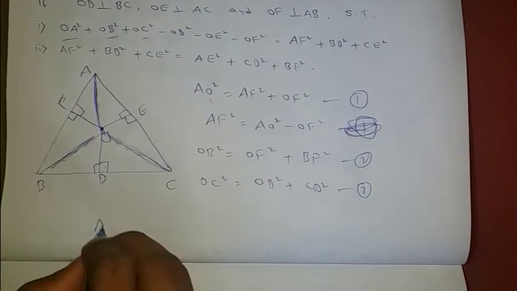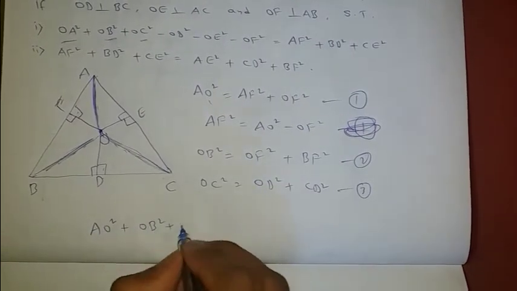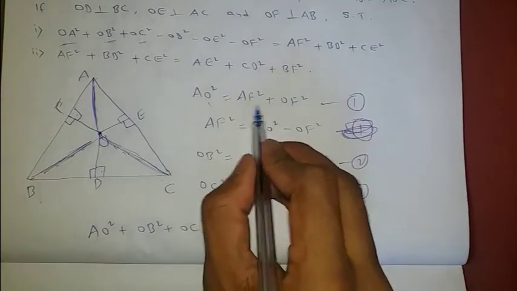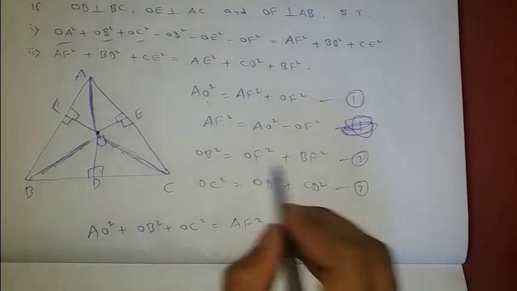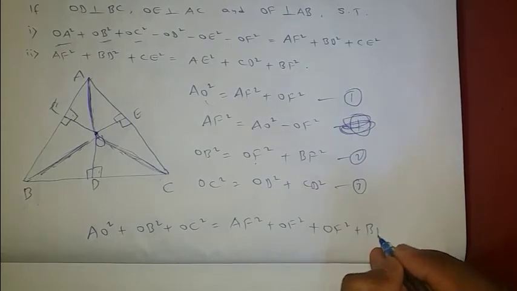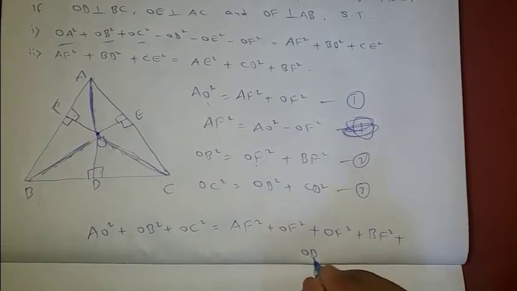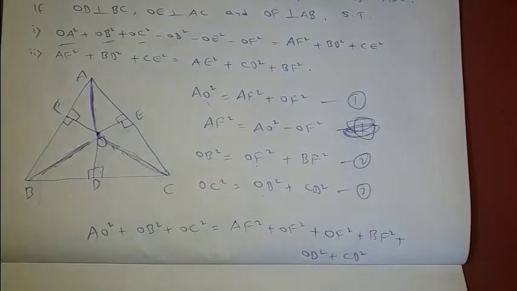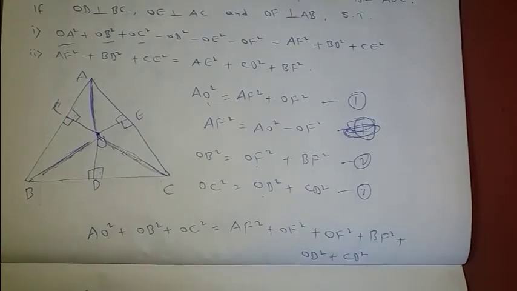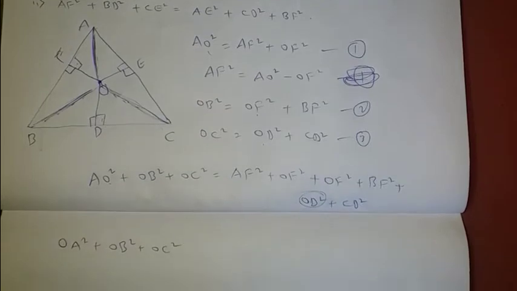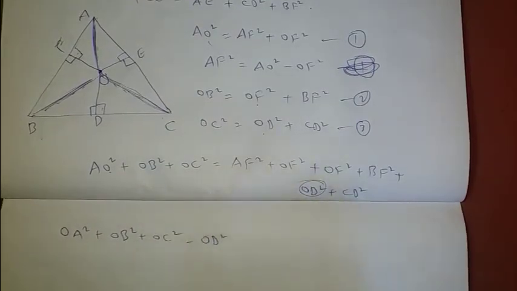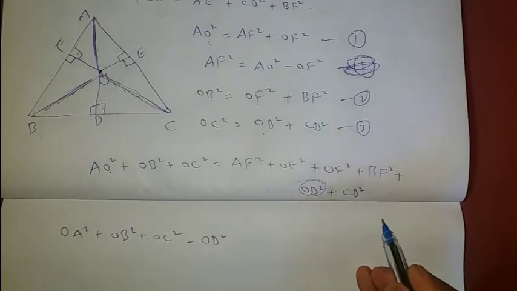So we will get AO square plus OB square plus OC square is equal to AF square plus OF square, plus OF square plus BF square, plus OD square plus CD square. Now I will keep this LHS as it is. This AO square I am writing as OA square: OA square plus OB square plus OC square. Next, on the right side we have OD square. I am bringing that to the left side, so it will become minus OD square.